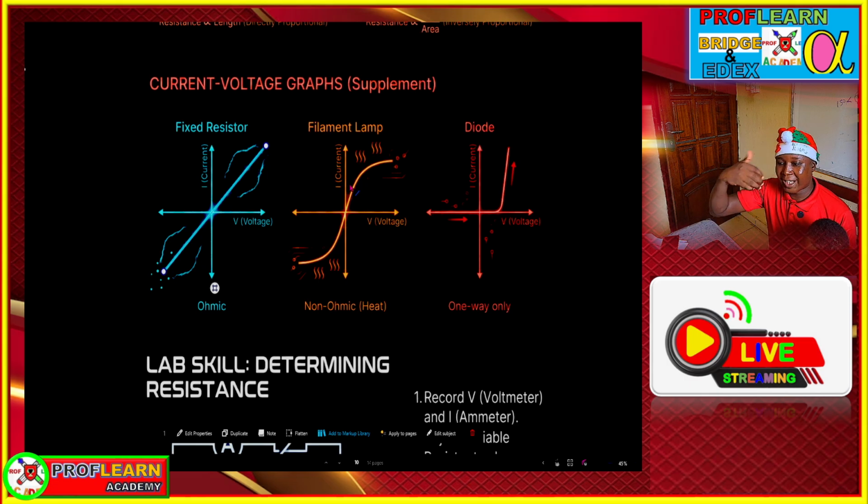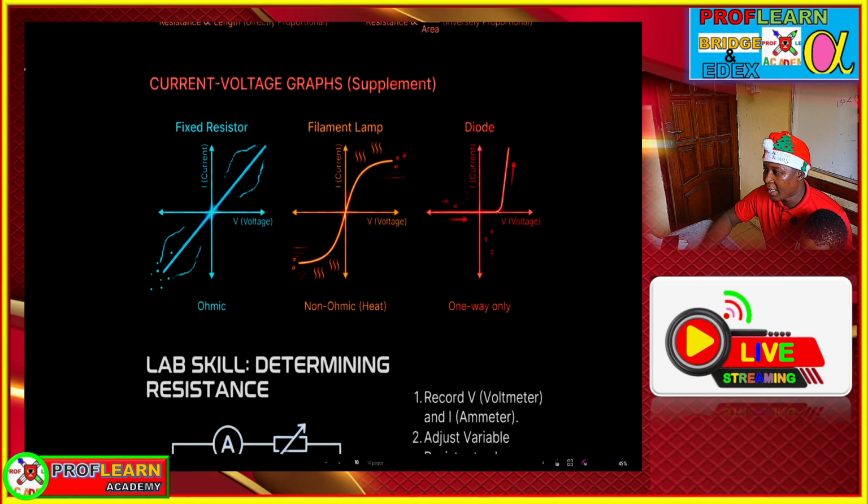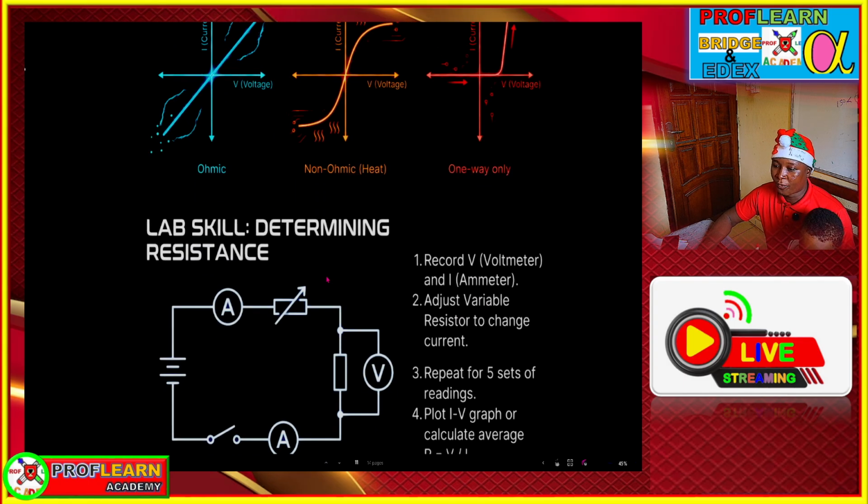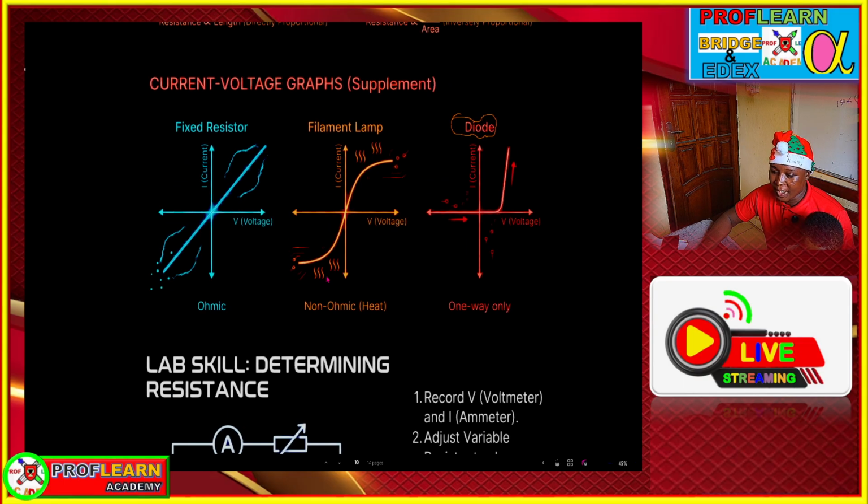And this is because as temperature increases, resistance of this filament lamp also increases, due to increase in vibration, and that's going to reduce the speed at which electrons, the charge carriers, flow. Then we have the characteristics of a diode. A diode is a device that allows current to flow only in one direction. So if you see a graph that looks like this, this represents a diode.